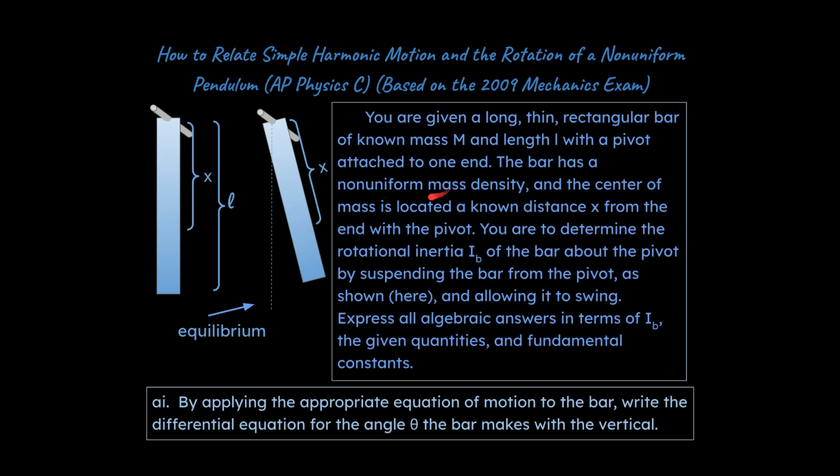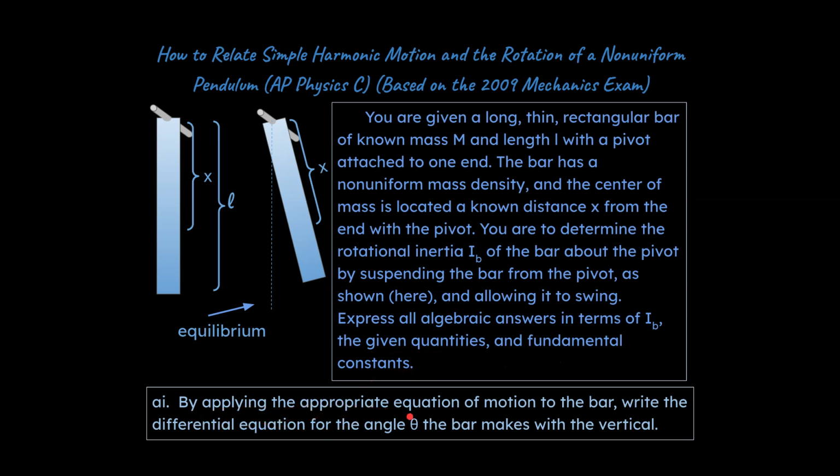So let's continue. The bar has a non-uniform mass density and the center of the mass is located at a known distance x from the end with the pivot. You are to determine the rotational inertia I sub b of the bar about the pivot by suspending the bar from the pivot as shown and allowing it to swing. Express all algebraic answers in terms of our moment of inertia, the given quantities, and fundamental constants.